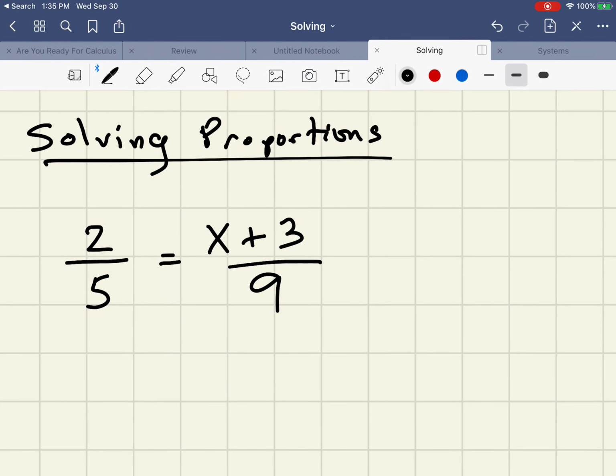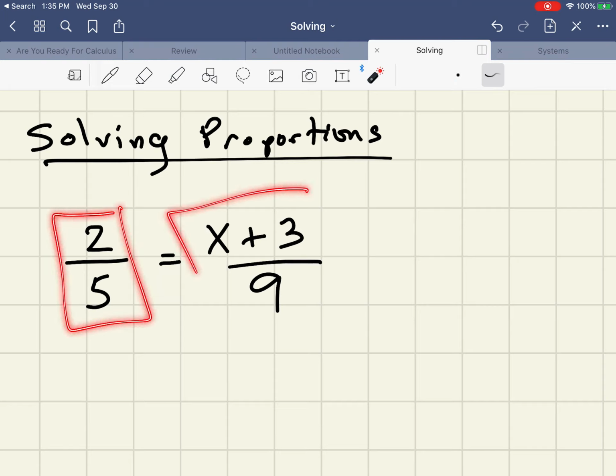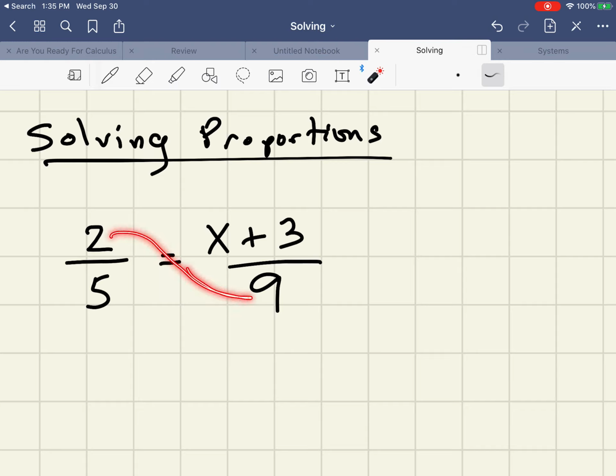This is a video on solving proportions. A proportion is two fractions set equal to each other. And the easiest way to solve them is to multiply. A lot of people call it cross multiplying.